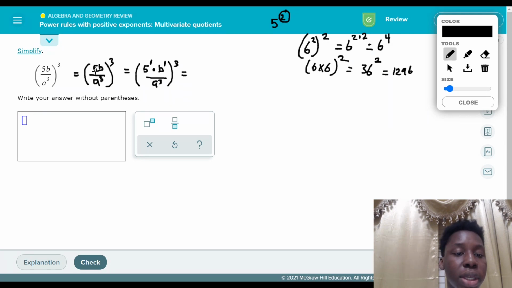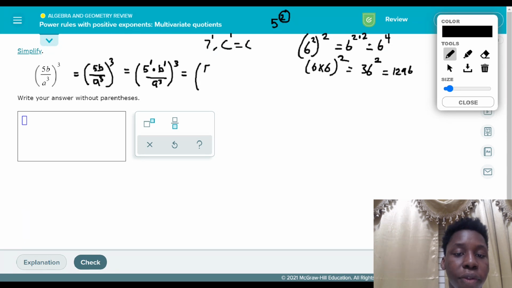So whenever I see any number, like 7, or any letter, like C, as long as it doesn't have an exponent, it's raised to the power 1. So C to the power 1 is the same thing as C. So this 5 and b is the same thing as 5 to the power 1 times b to the power 1. So we treat each one of them separately.